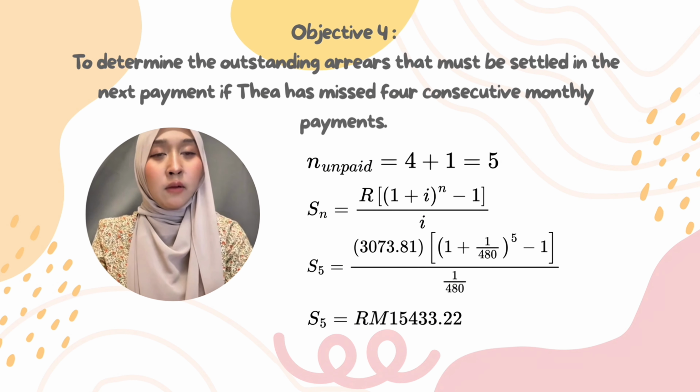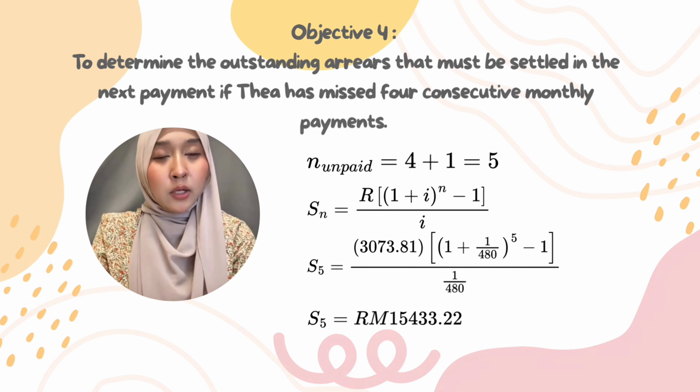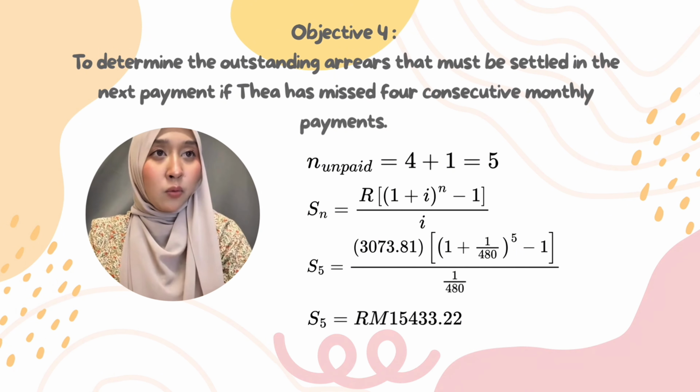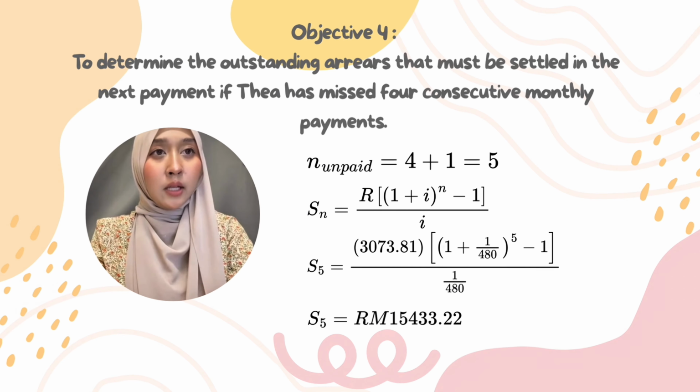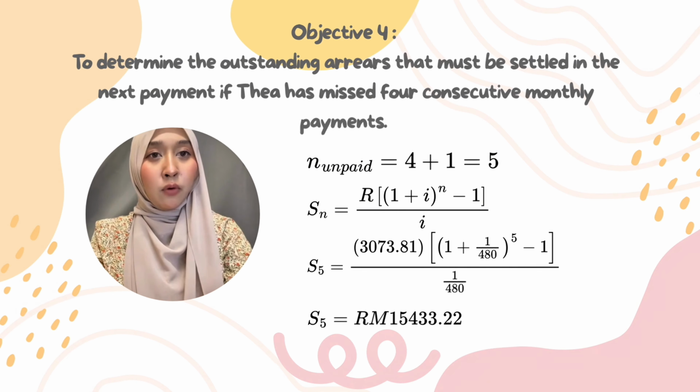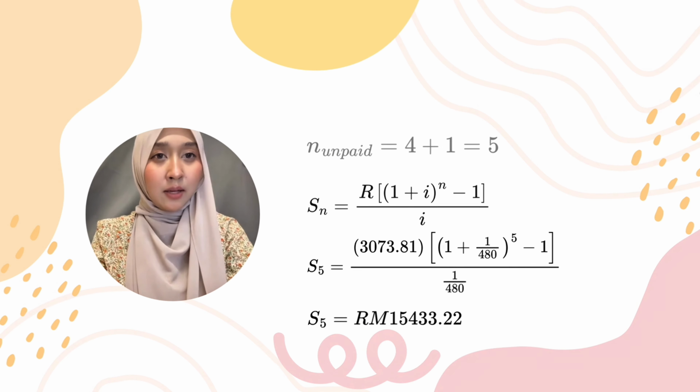Objective 4. To determine the outstanding arrears that must be settled in the next payment if Tia has missed 4 consecutive monthly payments. First, you need to find your n unpaid, which means 4 plus 1 equals 5. Following the formula S_n equals R multiplied by in brackets (1 plus I) to the power of n minus 1, over I, you will get 50,433.22 ringgit.